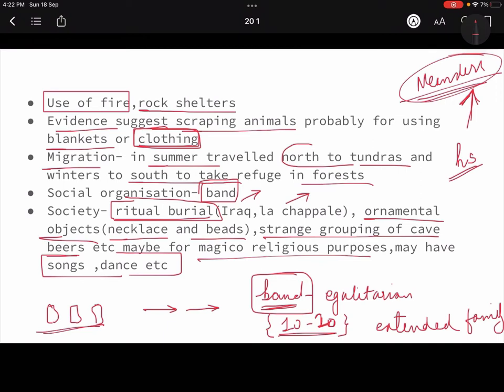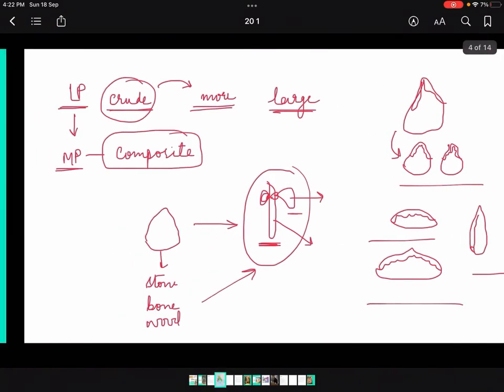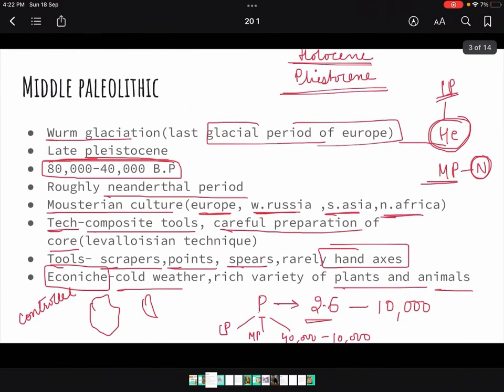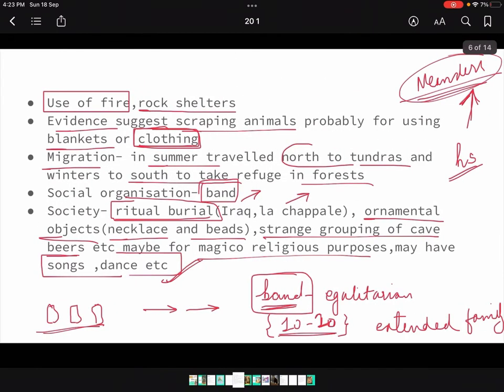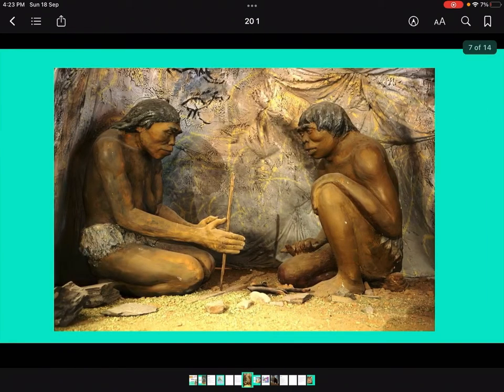So they were intelligent people, so they must have developed some kind of religion, some kind of language, some kind of living style, something to keep themselves busy, like song and dance. So all of this was about the middle Paleolithic period. So not much to remember here. Mousterian culture, tools, eco-niche, you should remember the time period, the place, and some features like that, right?